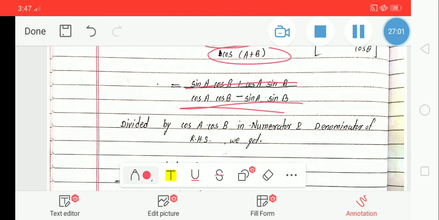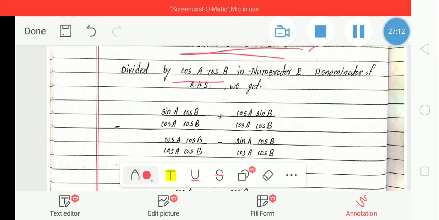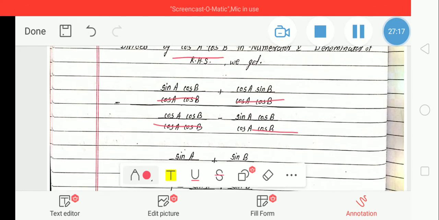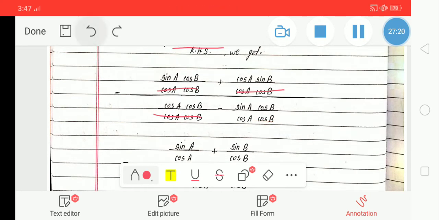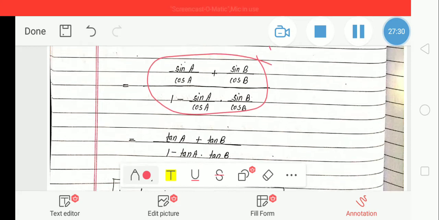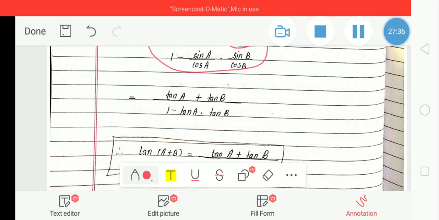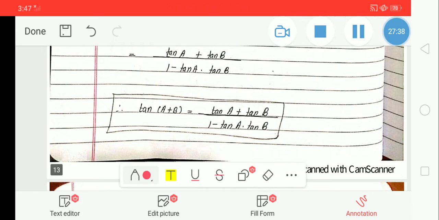Just as we are studying, dividing by cos a and cos b in the numerator and denominator, we divide both sides of the RHS. So cos a cos b over cos a cos b, here also we can multiply. Now here cos a cancels, and cos b cancels. These are also cancelled, so we get this equation. Now we know that sin divided by cos is tan, so tan a plus tan b over 1 minus tan a tan b. So this is the equation.